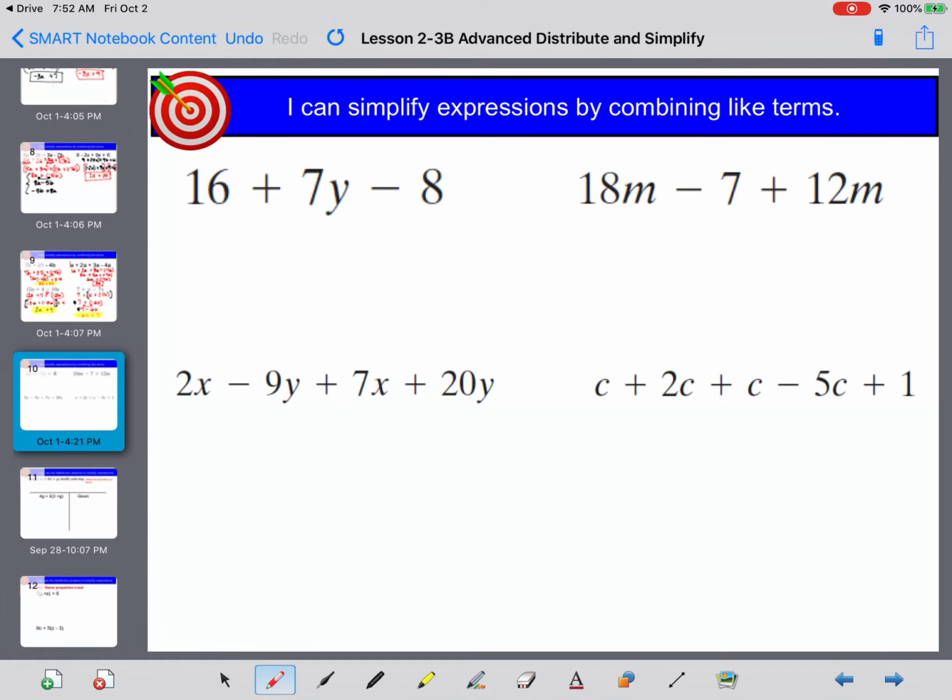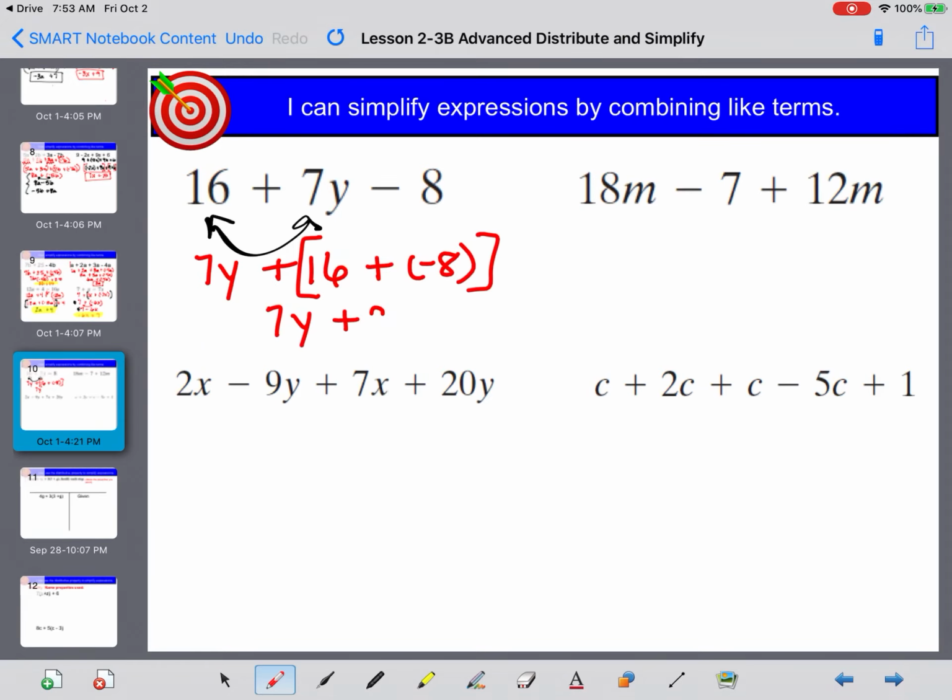All right, in this one, I'm going to get the 16. I'm going to change places, the 16 and the 7y using the commutative property. I'm going to call this 7y plus 16 plus negative 8. The next thing I'm going to use after the commutative property is the associative property, where I'm going to group these two together, 7y plus 8, and that is my answer.